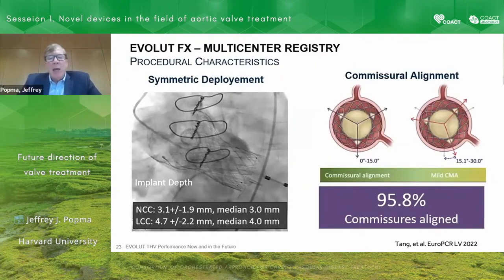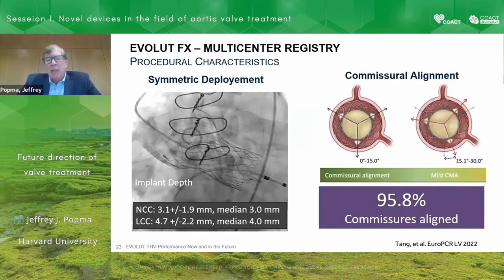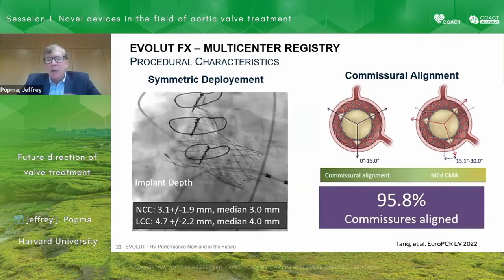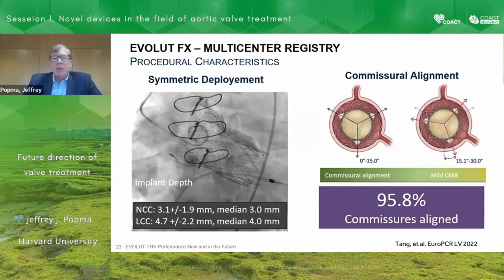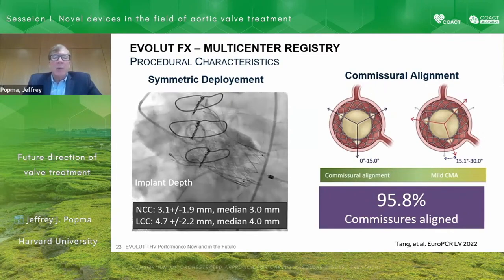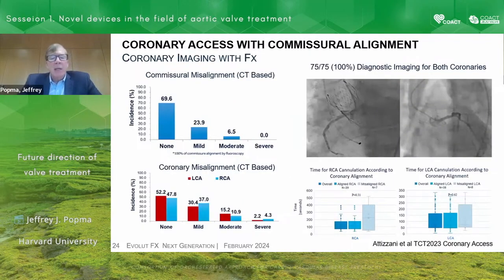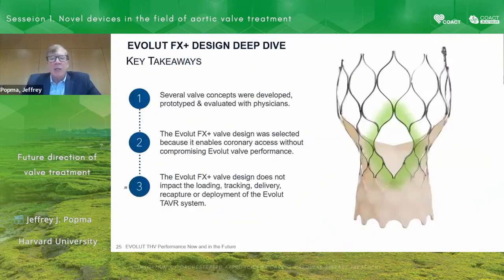commissural alignment. And in the early experience in the United States, reported in a multi-center series by Dr. Gilbert Tang, 96% of patients had commissural alignment, which is incredibly important as we think about coronary access. Guy Adesanya then performed an analysis of about 125 patients, and was able to visualize 100% of patients with the right and the left coronary arteries, and by CT in those patients, found that there was really substantial commissural alignment, no post in front of the coronaries. Incredibly important for us as we move forward and think about coronary access in the future.